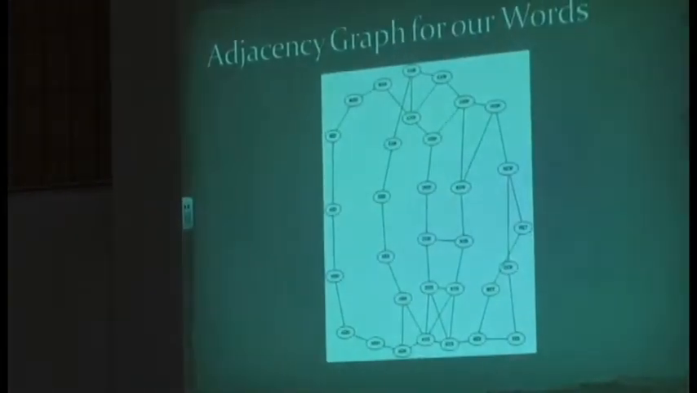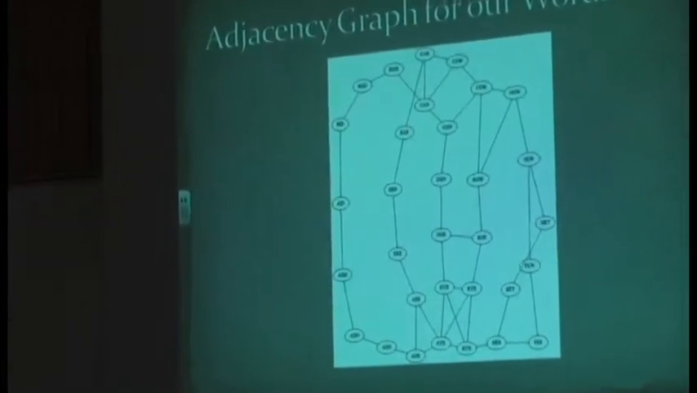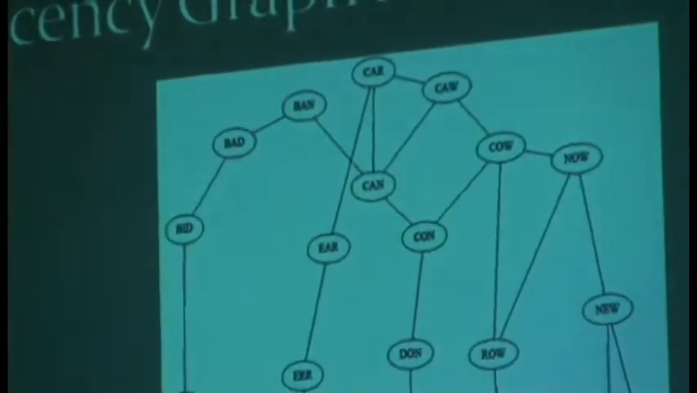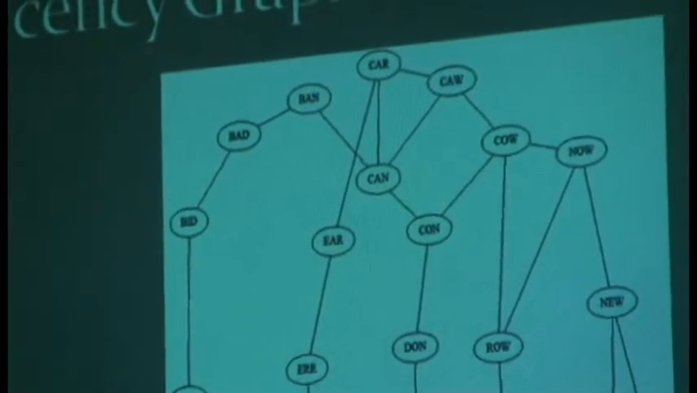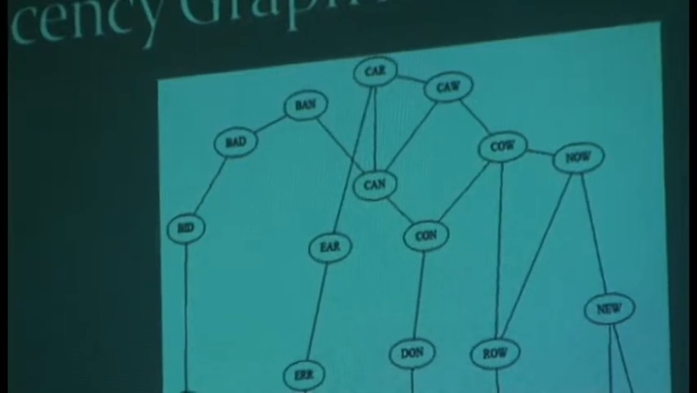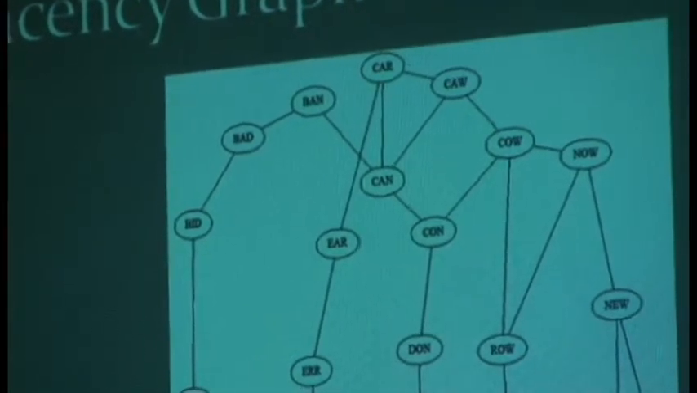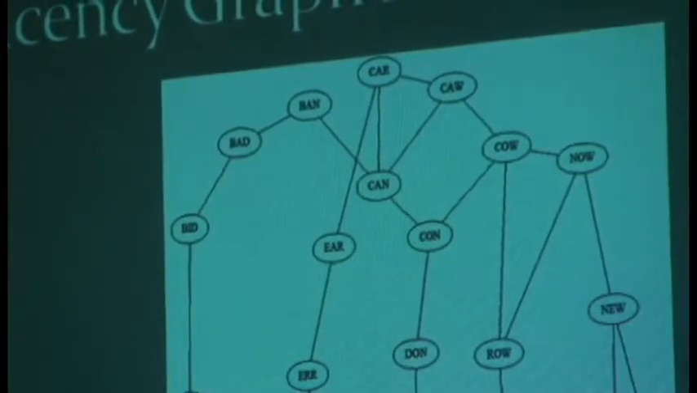It's a bit blurry maybe because I crammed so many words in here, but you see car is connected to ear because I changed the C to an E, and I can change one letter and get from one word to the next. Car to caw, the sound a crow makes, by changing the R to a W. Car to can by changing the R to an N. And that's it for car. I can't connect car to any other word in this dictionary by changing one letter.